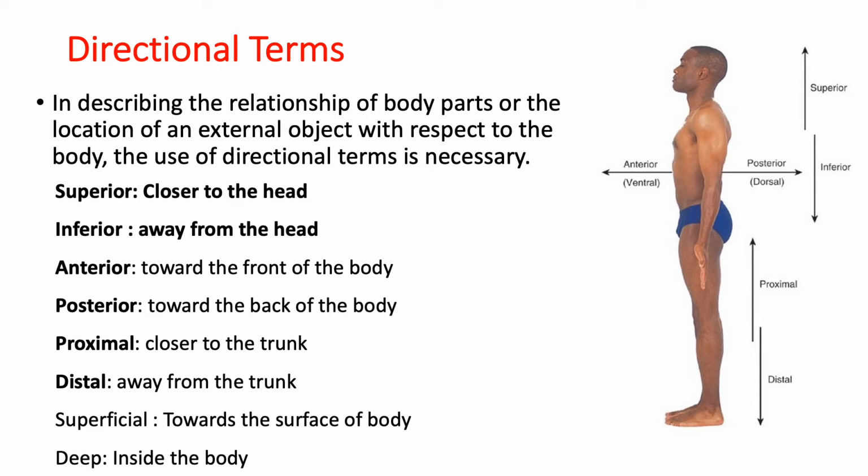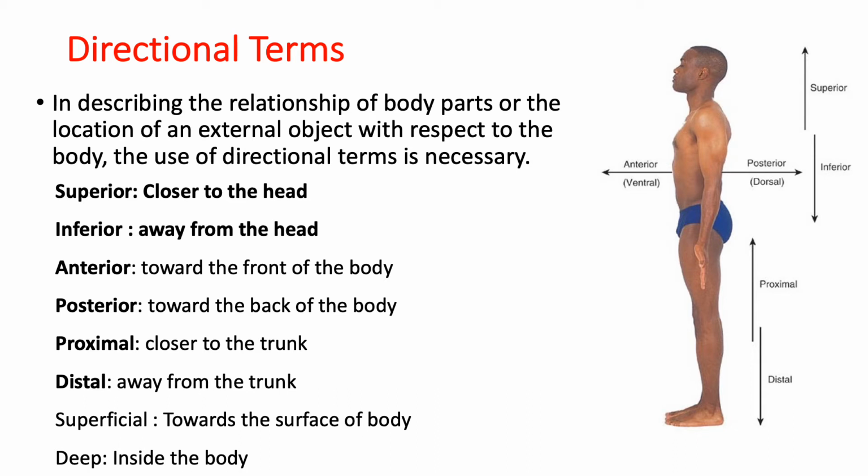Anterior means towards the front of the body, on the front side. Heart is an anterior organ, right? So this is anterior. What is posterior? On the back side. Spine is posterior, back side of the body. So it is also clear now.